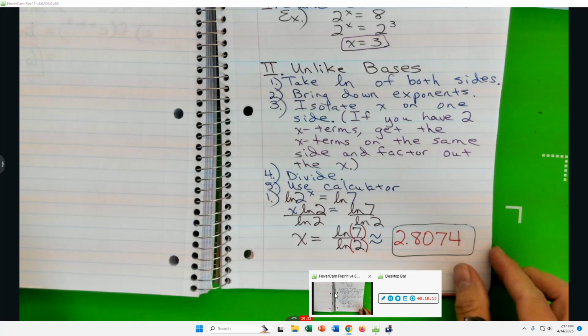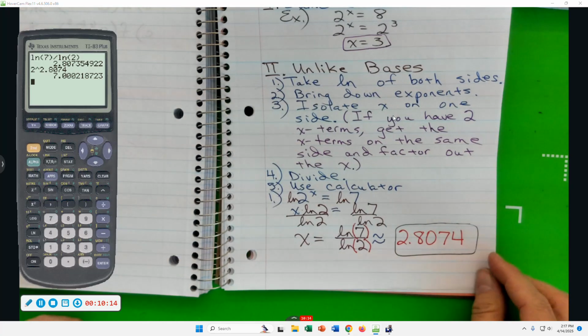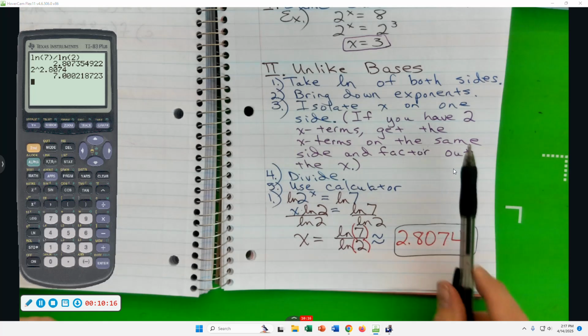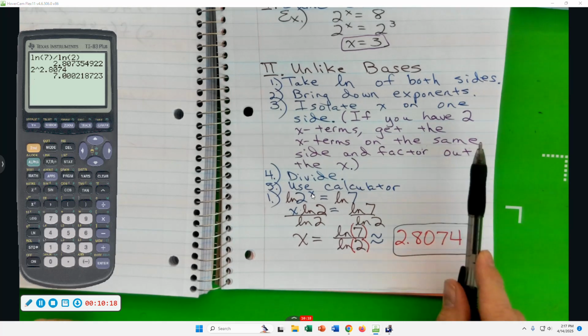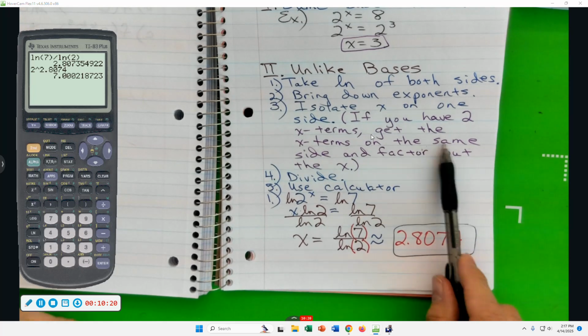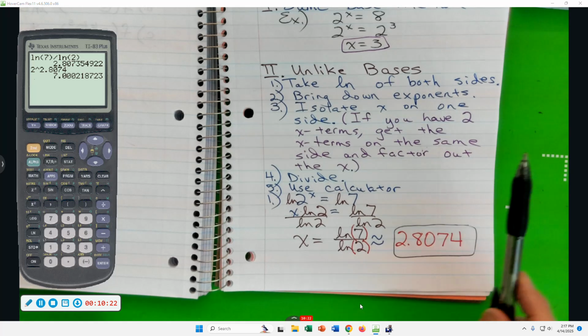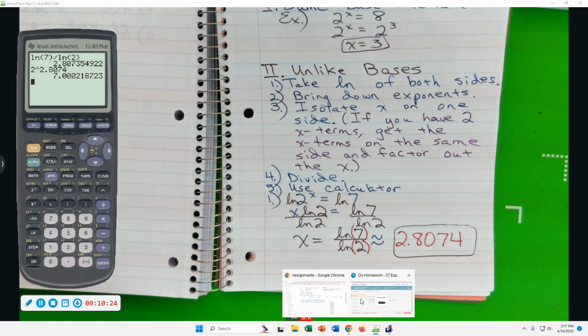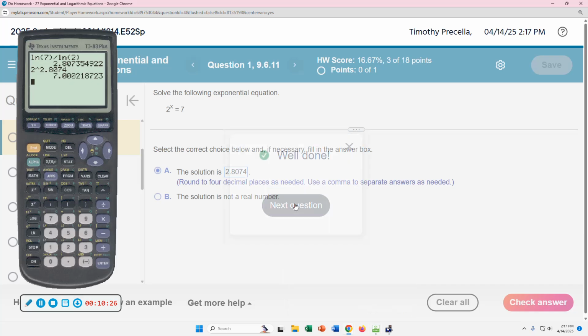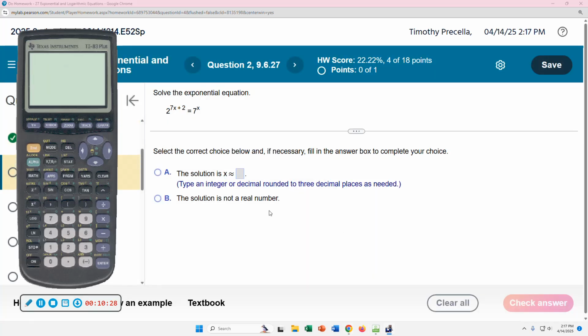Any questions on that? Notice he didn't do any of this parentheses stuff because there was only one x term. Now, what happens if we have two x's? I bet you on the second problem we're going to have two x terms. Let me write this down. Number 2. See how there's two different x's? So we're going to have to do that parentheses stuff that he talked about.